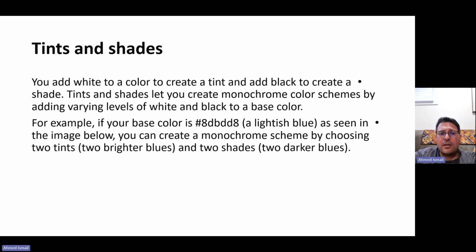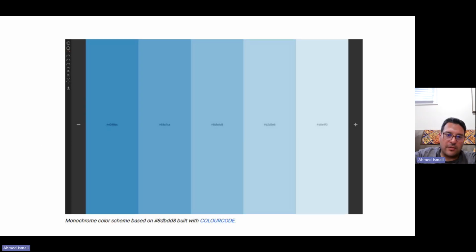For example, if your base color is this number, which we call red, RGB, right? Red, and this the green, and this the blue, a lightish blue. This color is a lightish blue, as seen in the image below, which I'm going to show you now, inshallah. You can create a monochrome scheme by choosing two tints, two brighter blues, and two shades, two darker ones. You see, it's just like that. That's a monochromic color, just like adding white and adding black. See? So you have one, two, three, four, five colors, and you can still do many others with one color. It's a very cool thing.